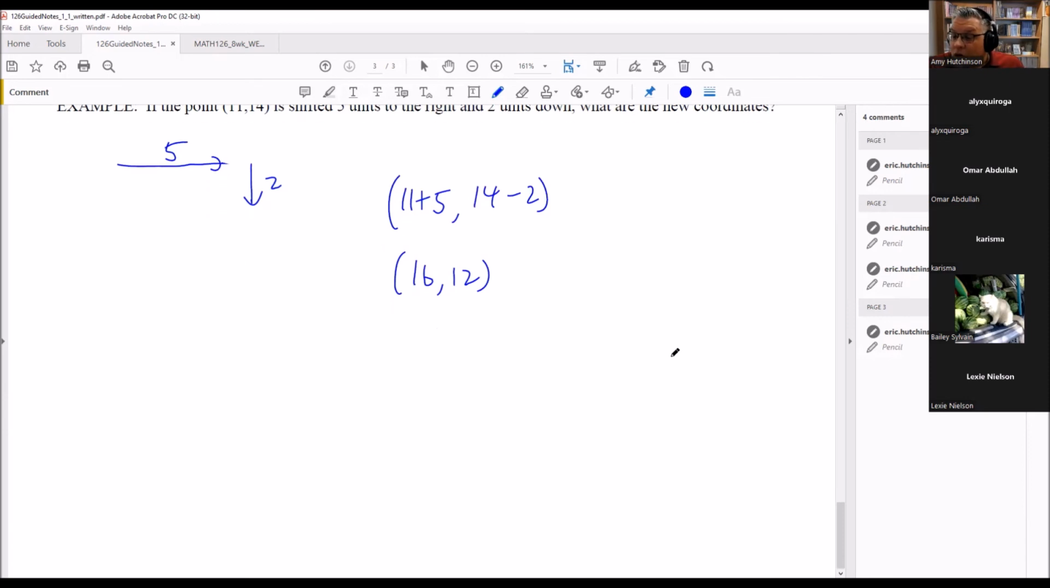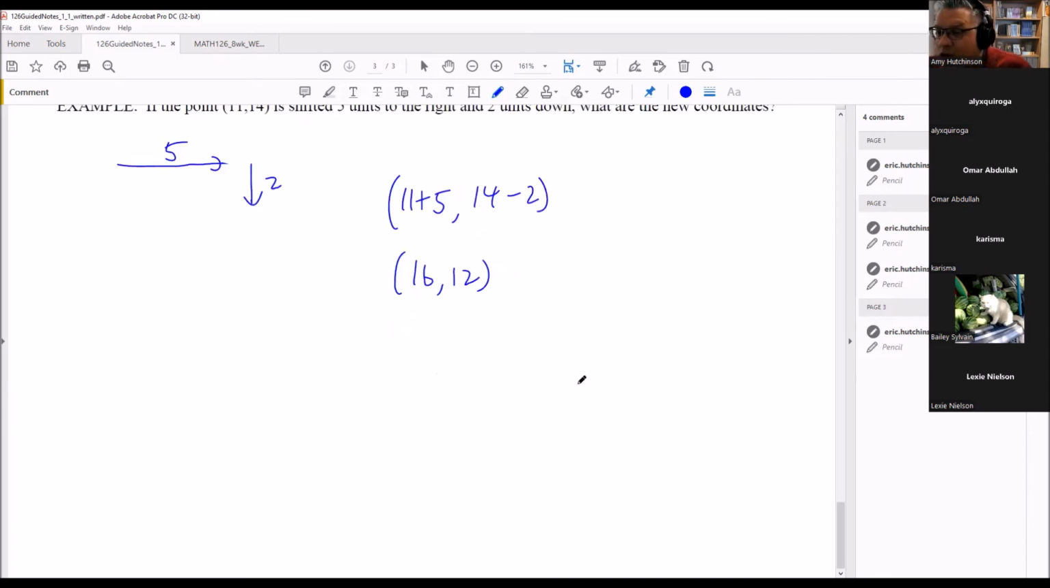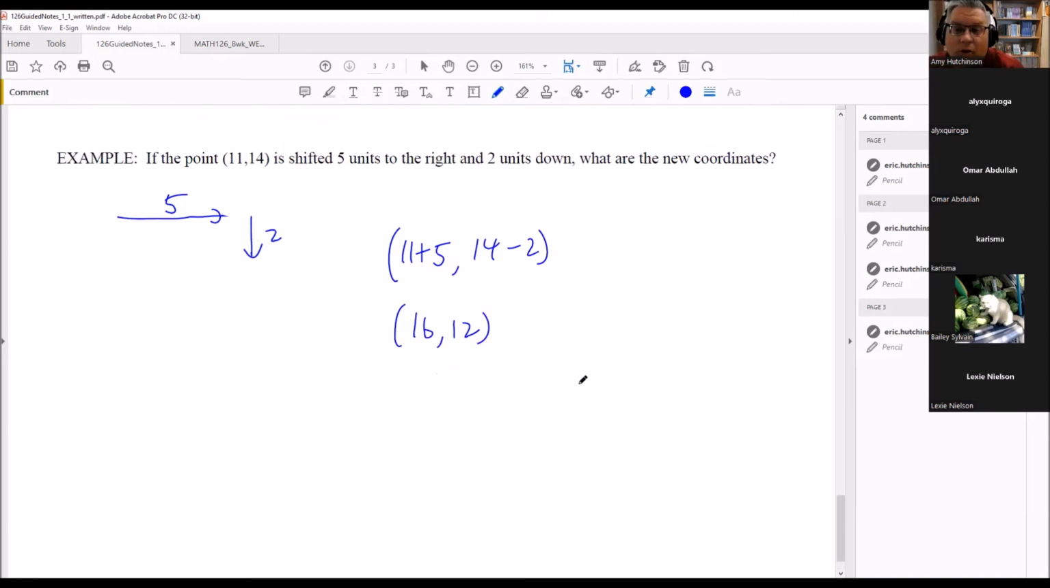Okay. Let's do another one of those, even though I don't have it on my notes here. I'm just going to make up another problem. So let's go ahead and put another example. I'm just going to write this in. Let's start with the point -3, 7 is shifted.